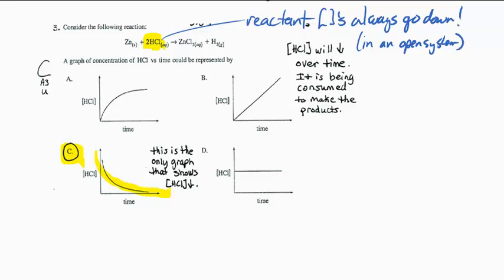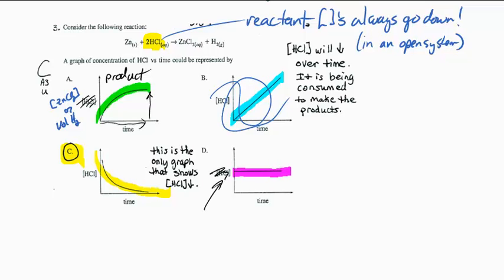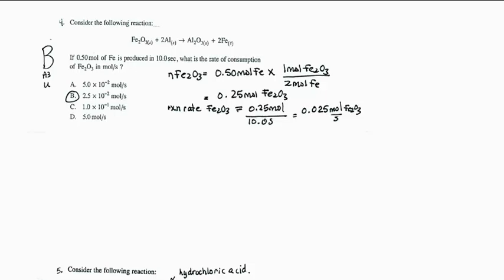Question 3, hydrochloric acid is a reactant, so it's got to be going down. It's the only one, that's C. A actually could well show the product's zinc chloride or the volume of hydrogen going up. Question D really shows a spectator ion, but it couldn't be used to find rate because it doesn't change.